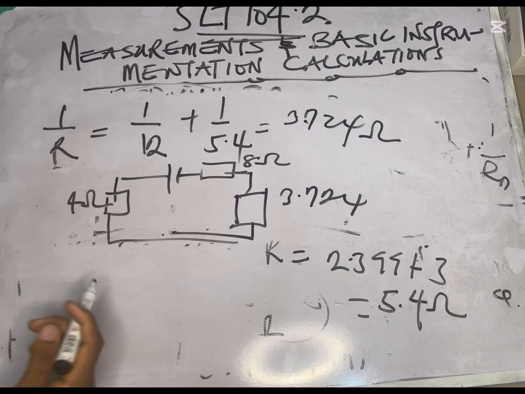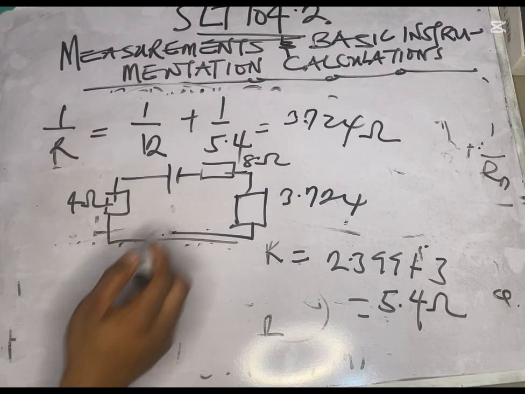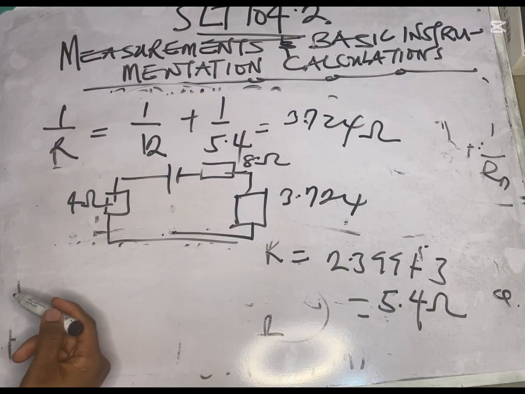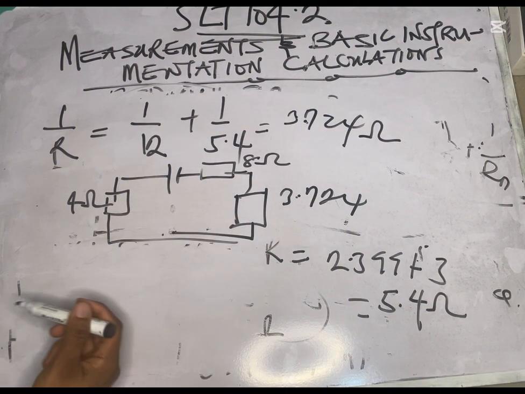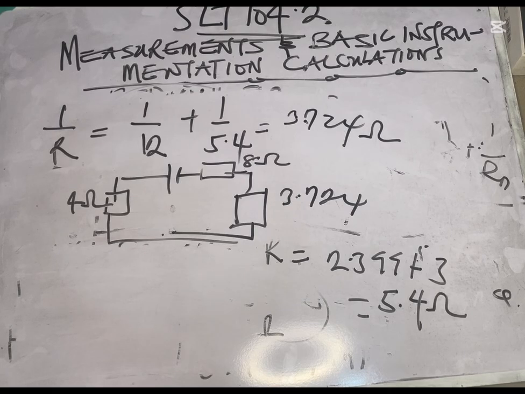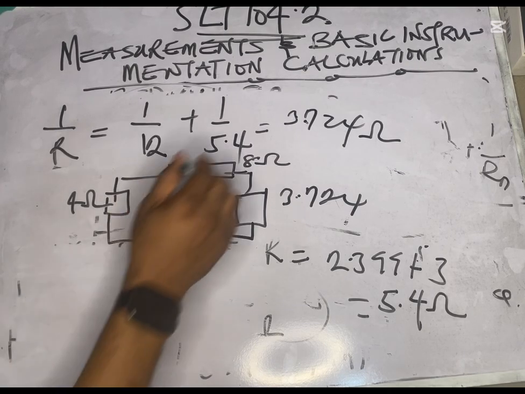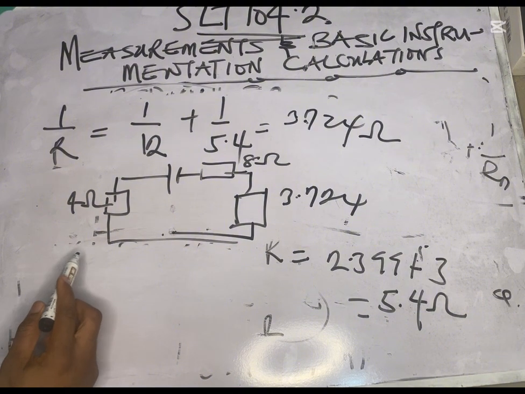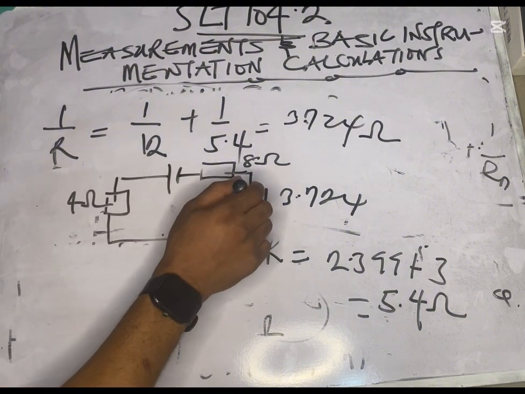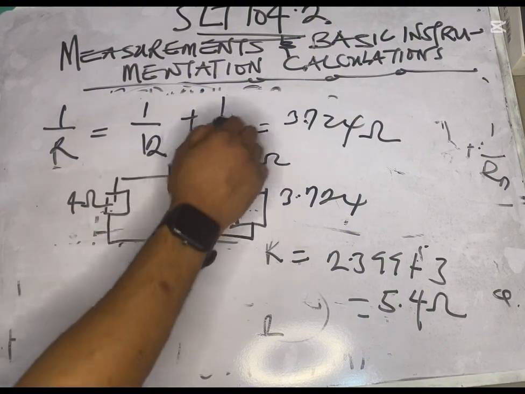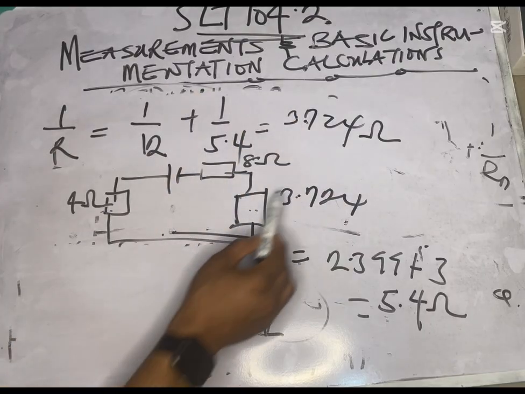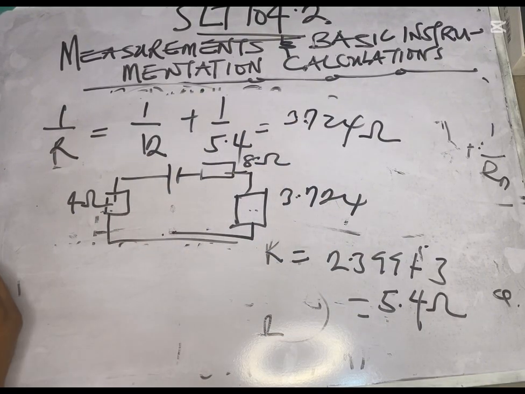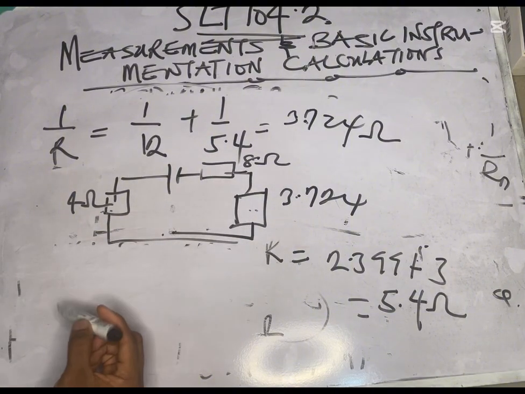Now, it's very important to see clearly that 8 and 3.724 are in series to each other. They are in series to each other. So we now have to resolve 8 and 3.724. Mind you, this 4 is not in series. 4 is in parallel to this, but these ones are clearly in series. So we have to resolve these two, so we can now solve in parallel to this, because these two are clearly close to each other.